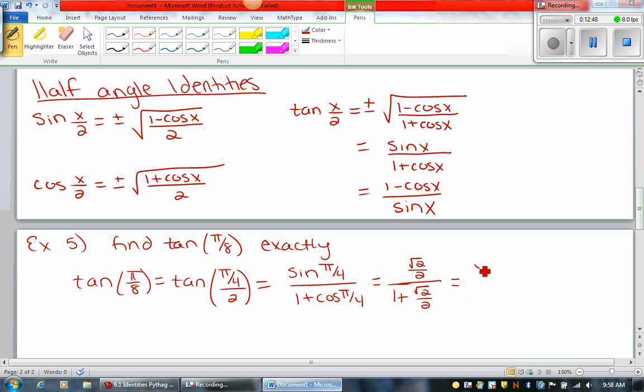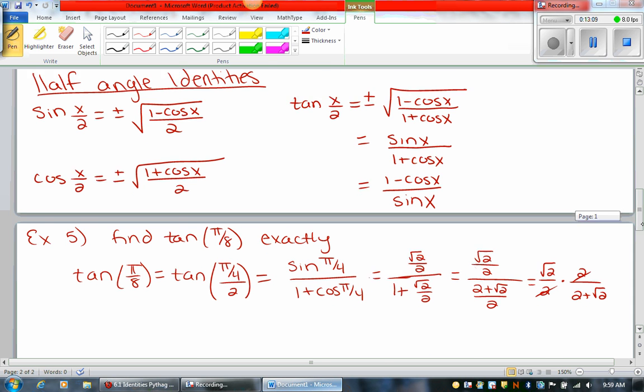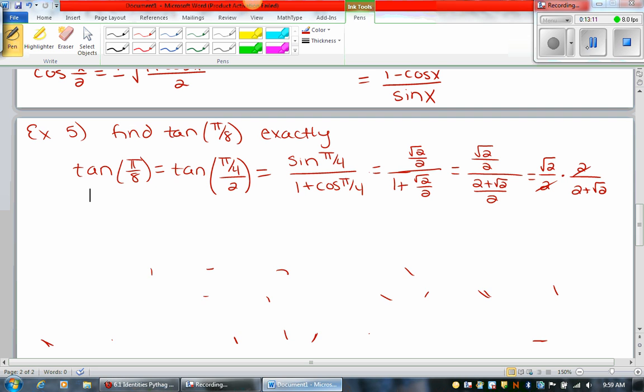So I have radical 2 over 2, and I need a common denominator in the bottom, which is 2 over 2. So I get 2 plus radical 2 over 2. It's a complex fraction, so we multiply by the reciprocal of the denominator. Those 2's cancel. So we wind up with radical 2 over 2 plus radical 2.